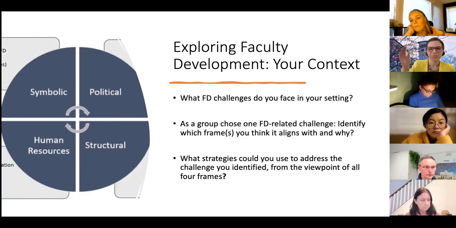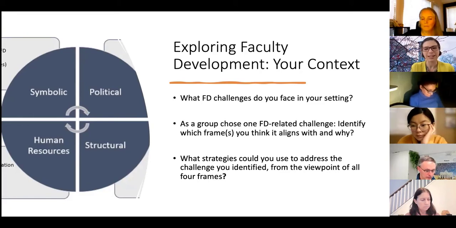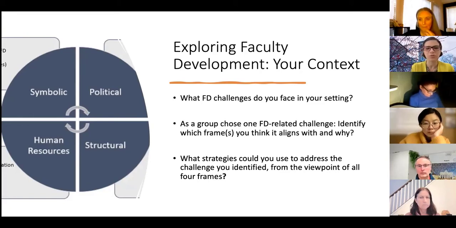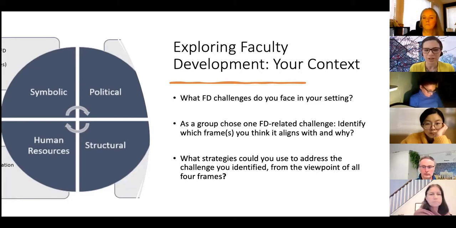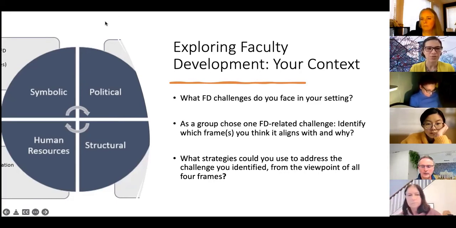But let's not stop there. Let's move to the appreciative inquiry approach and see what strategies you could use to address the challenge you identified from the viewpoint of all four frames. So if we look at the four frames, what are some of the strategies in the human resource frame, in the symbolic and in the other two frames that you could be using to address or mitigate this challenge?